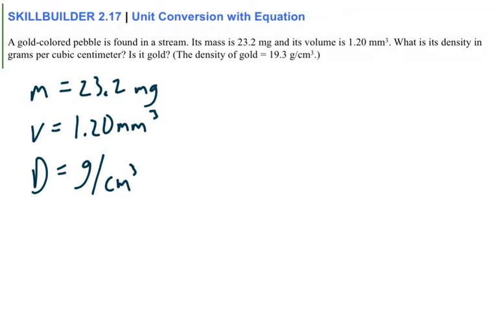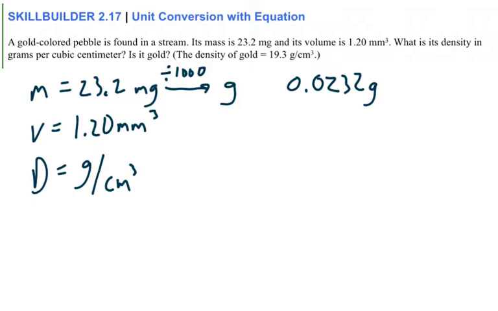The numerator should not be a problem because we're going to convert milligrams to grams. If you think of the grid, you're going to go 3 spaces to the left, so you're going to end up dividing by 1,000. When you move it 3 spaces to the left, you get 0.0232. And there you have your numerator in grams.